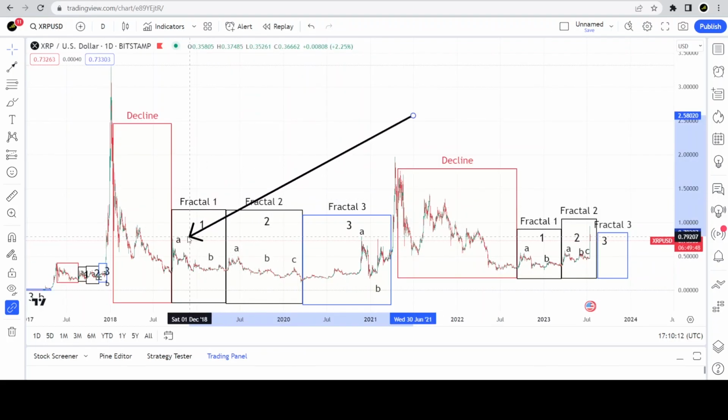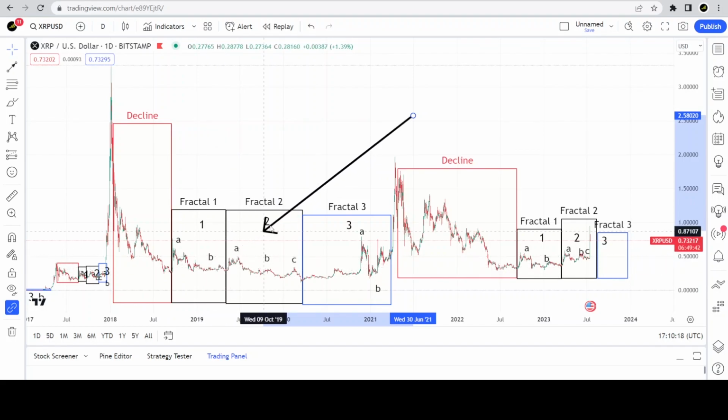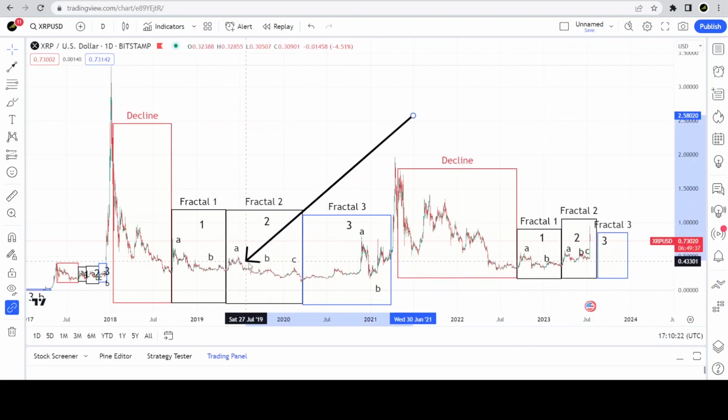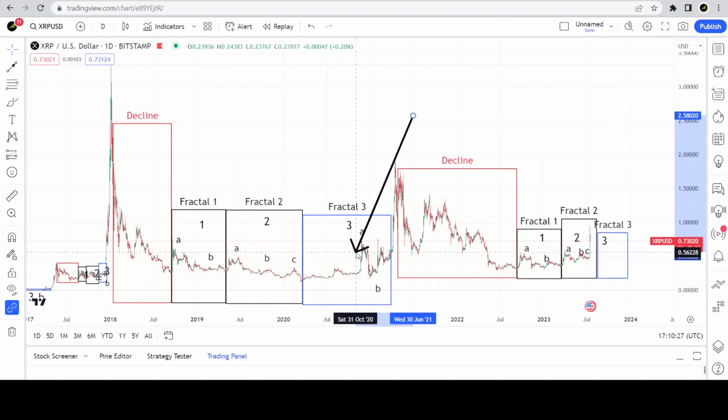So there's fractal 1, there's different parts to it. There's part A where it goes up, part B where it goes flat. Sometimes it goes downward a little. Fractal 2, this is where we are today. There are three waves, wave A, wave B, and wave C. And then finally, there's the third fractal. This is the fractal that leads into the bull run.